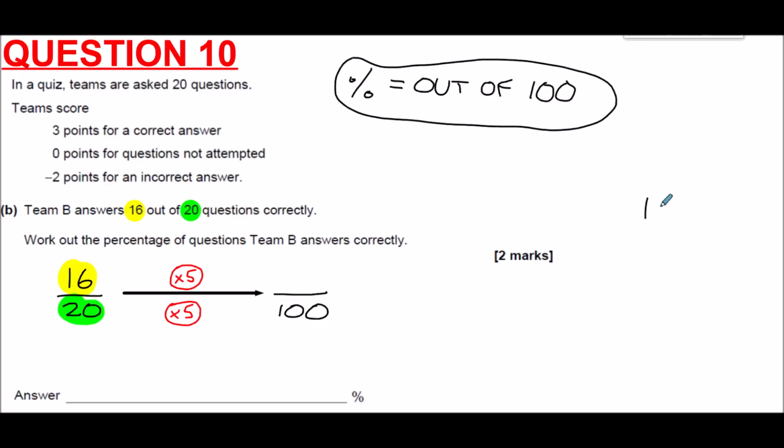Just to refresh your multiplication, we can do it like this if you wanted. So 5 times 6 would be 30. So carry on the 3. Now we need to do 5 times 1, which is 5, plus the 3 we've just carried is 8. And so we'd get 80 out of 100, which would mean by its definition 80%. And so 80% is the answer we need to put down for 10B.